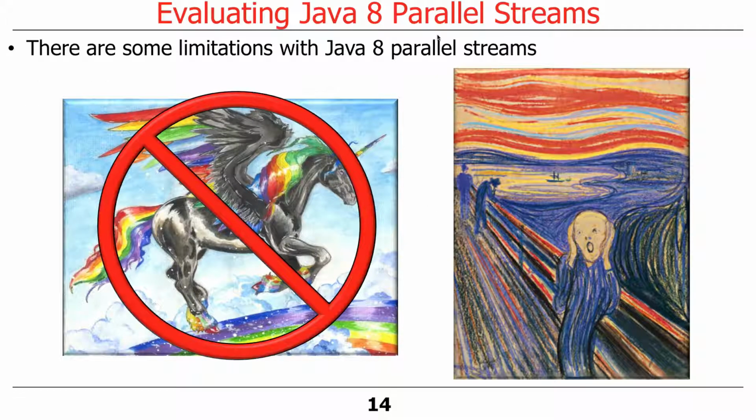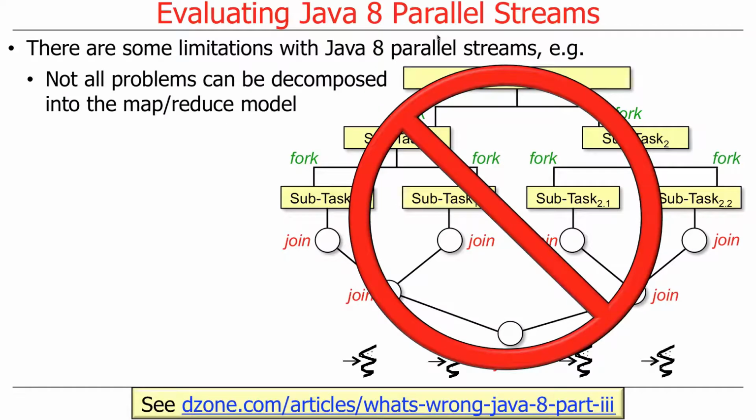There are, however, in the interest of full disclosure, some limitations with parallel streams. So everything is not rainbows and unicorns, right? There are some things to be aware of when you use them. Not every problem can be decomposed cleanly into the MapReduce model. And that's really what a stream is all about. It's about MapReduce. It's about breaking things up into small parts, into subtasks, and then running them each independently. You can take a look at this article, which talks about some of the problems with this. The long and the short of it is not everything decomposes this way.